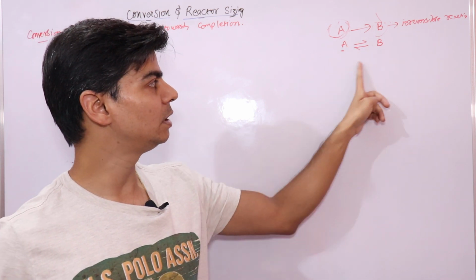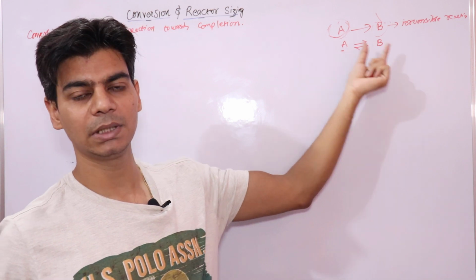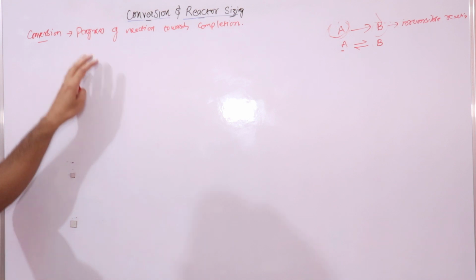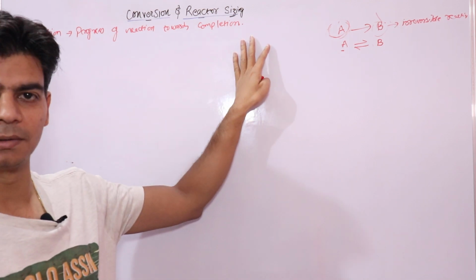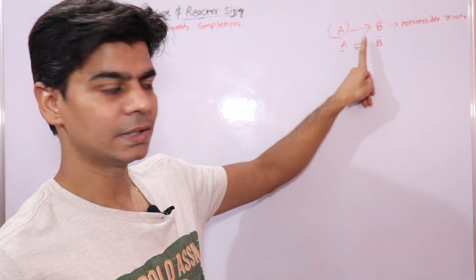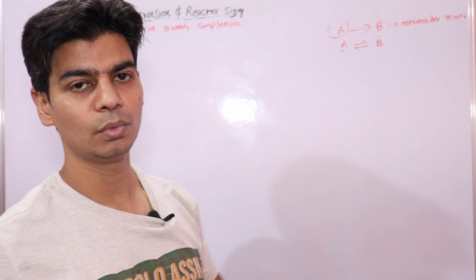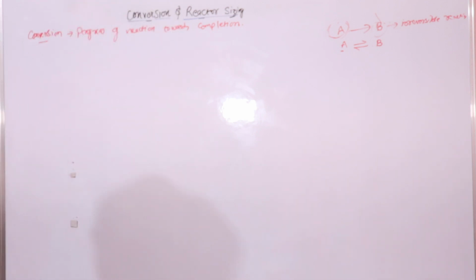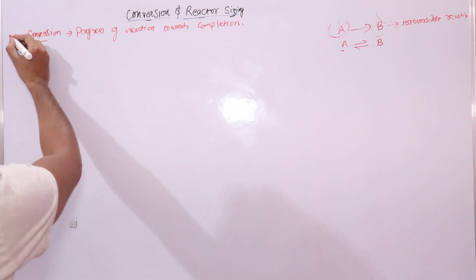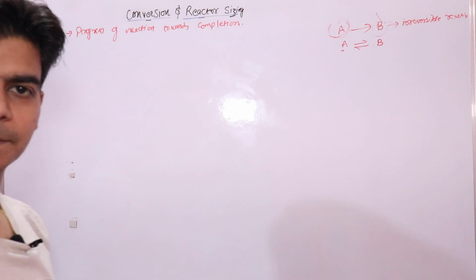So here an equilibrium is established. At equilibrium you need to see how much of reactant has been converted into product. That's the reason we use such a term, progress of reaction towards completion. Here at completion you have an equilibrium set up. There, at completion, all of the reactant has been converted into product. So this is a little basic thing that we already know. So conversion is progress of reaction towards completion.